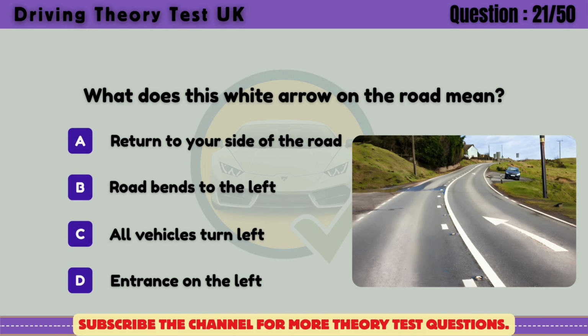Question 21. What does this white arrow on the road mean? Option A. Return to your side of the road. B. Road bends to the left. C. All vehicles turn left. D. Entrance on the left.